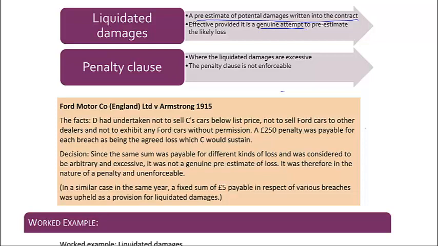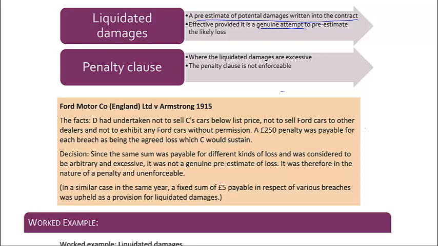And that is exactly what happened in the case of Ford Motor Company. So in this case, the defendant said he wouldn't sell Ford's cars at below their list price, and he wouldn't sell them to other dealers, and he wouldn't display any Ford cars without permission. And every single breach that he committed of those three things would result in a £250 penalty.